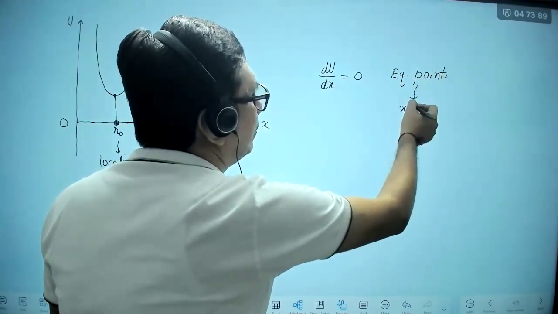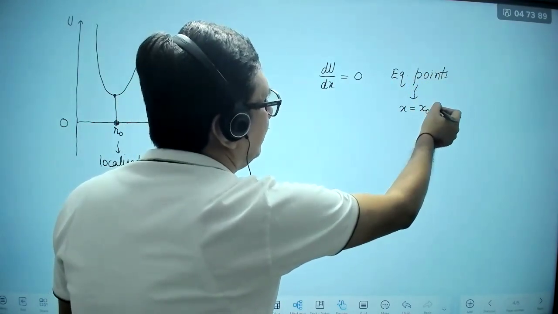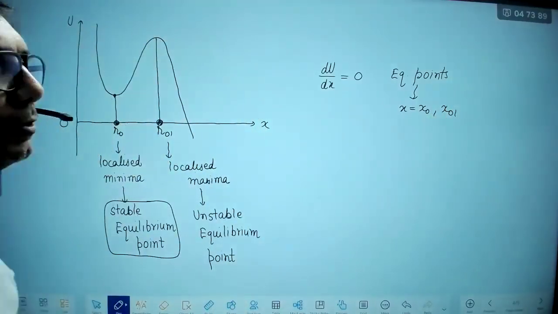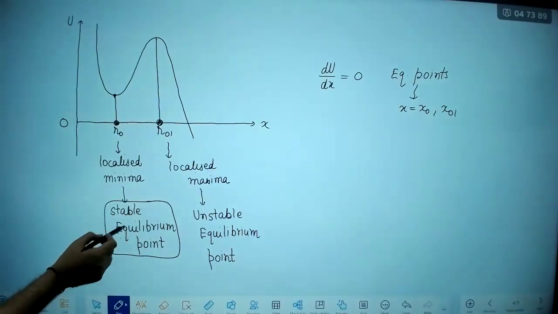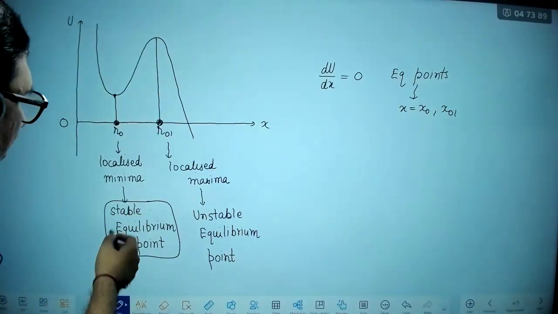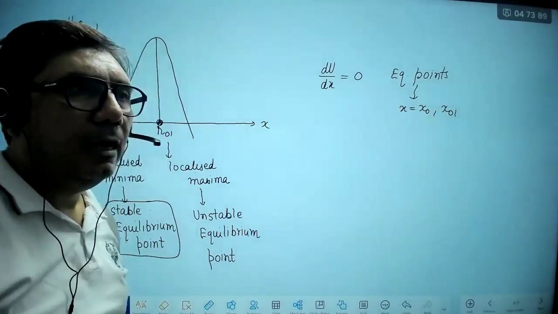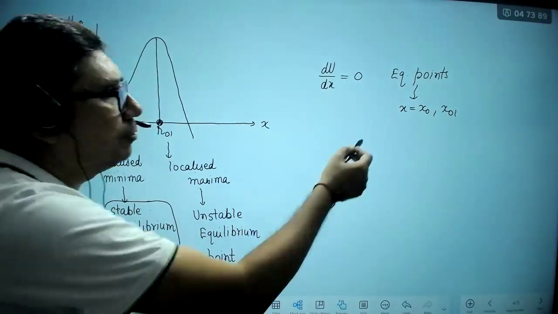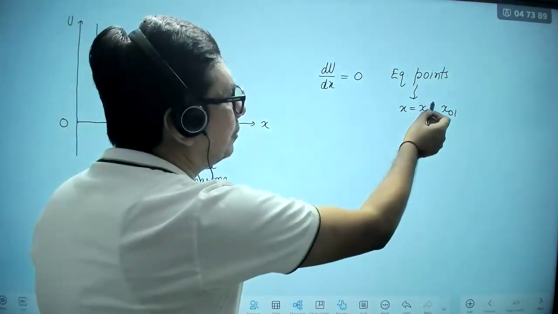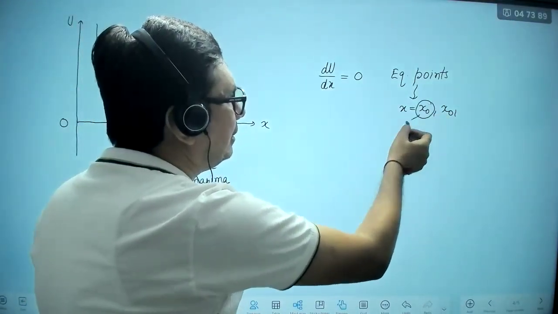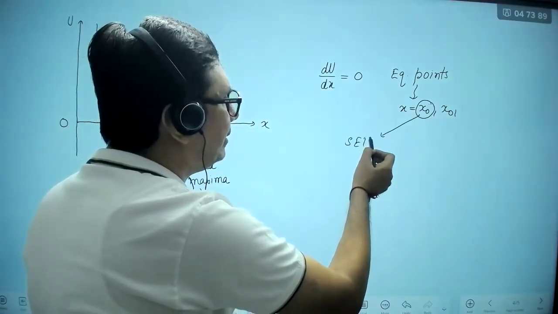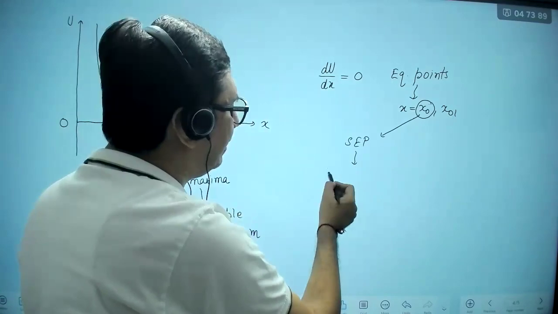I find x equal to x naught, suppose, and x equal to x naught 1. One corresponds to a minima. The point corresponding to the minima is called a stable equilibrium point. So x equal to x naught is a stable equilibrium point, and it corresponds to a localized minima.